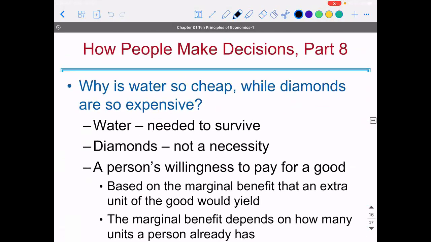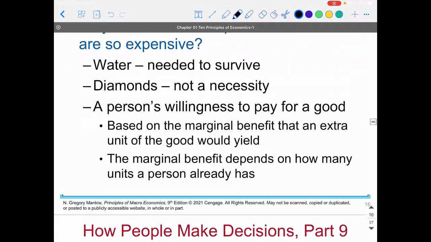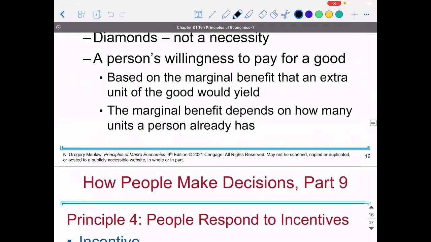Now, there's this concept in economics called the diamond water paradox. So let's think about this. Why is water so cheap while diamonds are so expensive? Well, part of it is that water is needed to survive, while diamonds are clearly not a necessity. They're just a luxury. So now let's talk about the benefits of buying these things. And part of it's going to depend on how many of these things I already have.